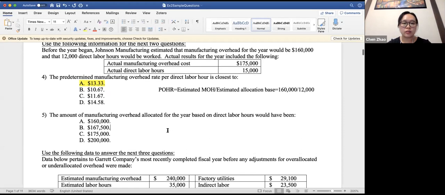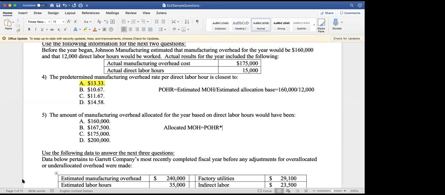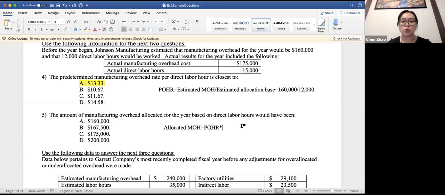And then the second question, how to allocate the overhead rate for the year based on direct labor hours. So MOH, I would just say actual, okay. Allocated MOH. How to calculate allocated MOH? Predetermined overhead rate times what? Anyone knows? Actual allocation base. Okay, actual. Thank you.